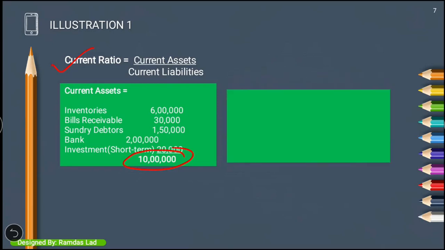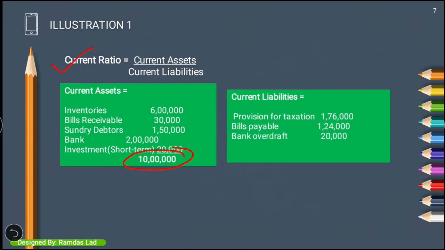Now current liabilities, which includes provision for taxation 1,76,000, bills payable 1,24,000, bank overdraft 20,000, sundry creditors 80,000, and the total of this rupees 4 lakh. So 4 lakh is the current liability. So put this value in the formula, current assets divided by current liabilities. It means rupees 10 lakh divided by rupees 4 lakh. So the answer is 2.5.